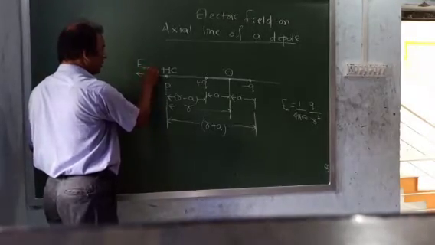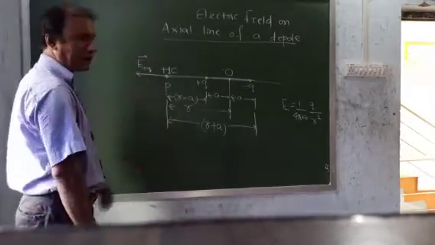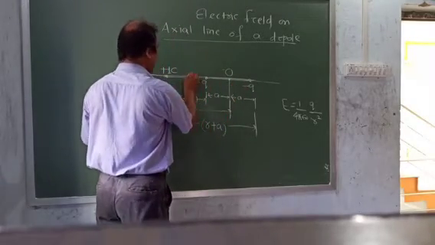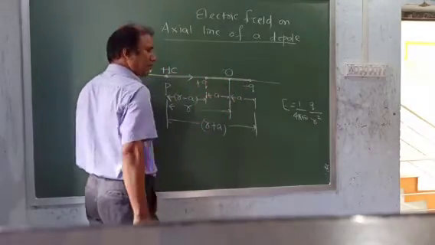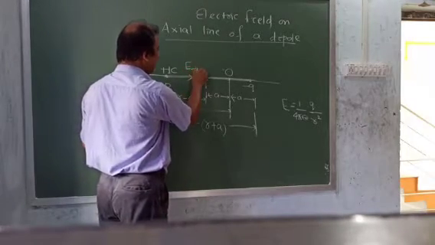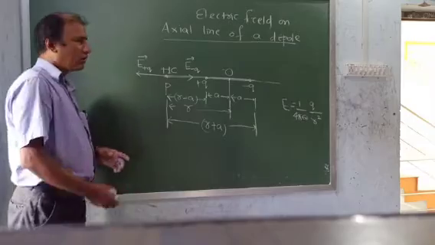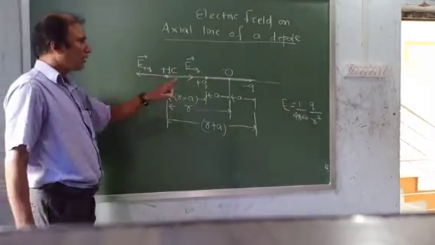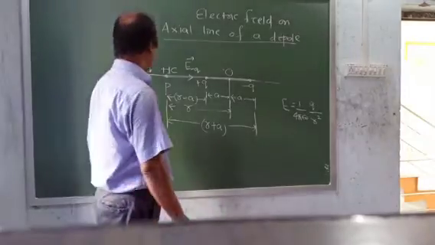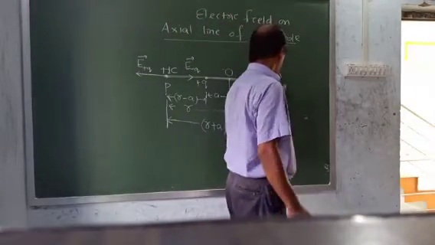The electric field due to the plus q charge is in this direction, and this unit positive charge will be attracted by the negative charge, because unlike charges attract each other. So this is the electric field due to the minus q. Is it clear? Due to the plus charge it is in this direction, and due to minus q it is in this direction. So now we find the magnitude of both E of plus q and E of minus q.